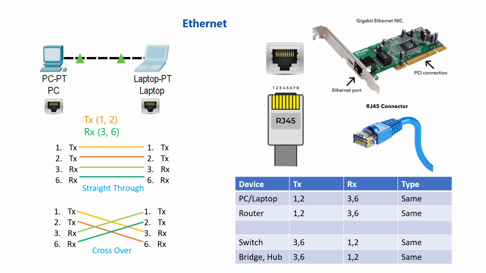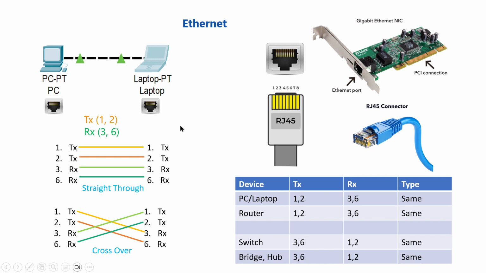Now we need to understand the devices on which they transmit and on which they receive. So for PCs, laptops, and routers, going by this table that we have here, we transmit on pins 1 and 2, but we receive on pins 3 and 6. So if we are going to communicate between these two devices, then this device is going to transmit on 1 and 2, and this device is also going to transmit on 1 and 2.